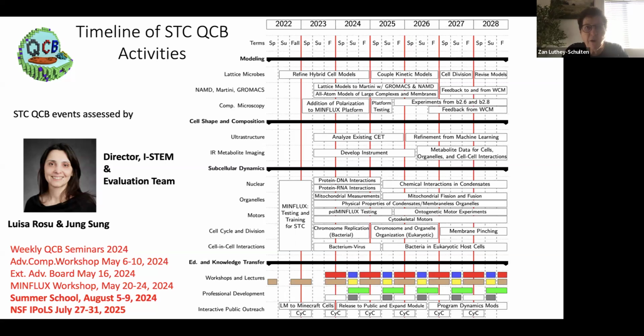It's primarily for graduate students and postdocs to come and give short talks. And I urge everybody to apply if they want to come and give a talk on this. And this sort of breaks down the thrust of our center into its various components.